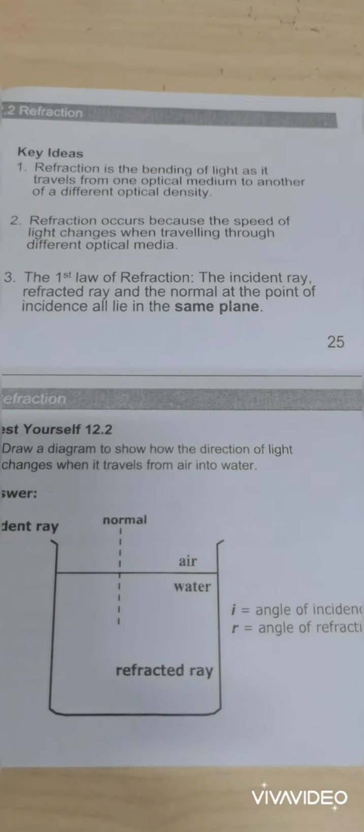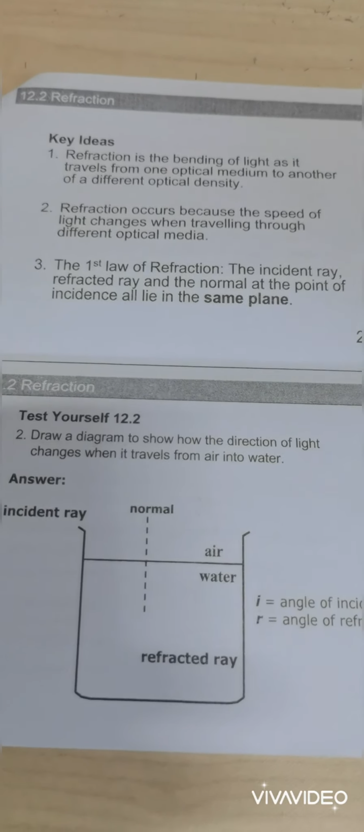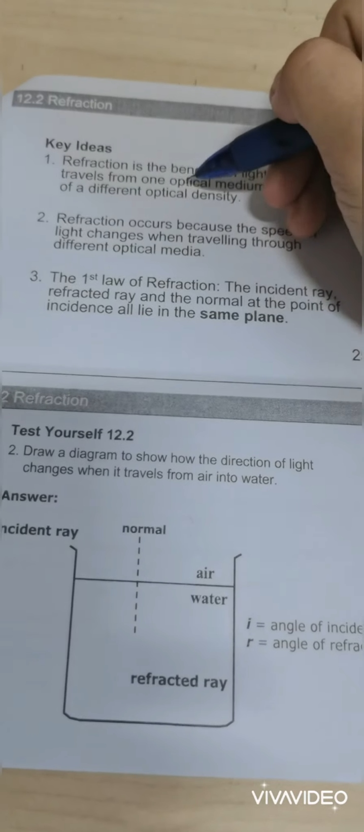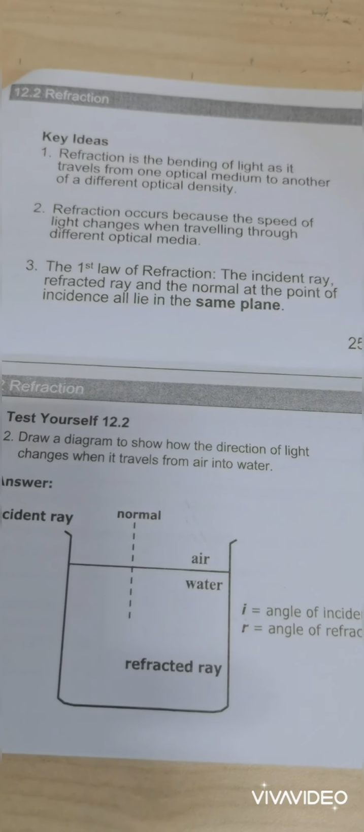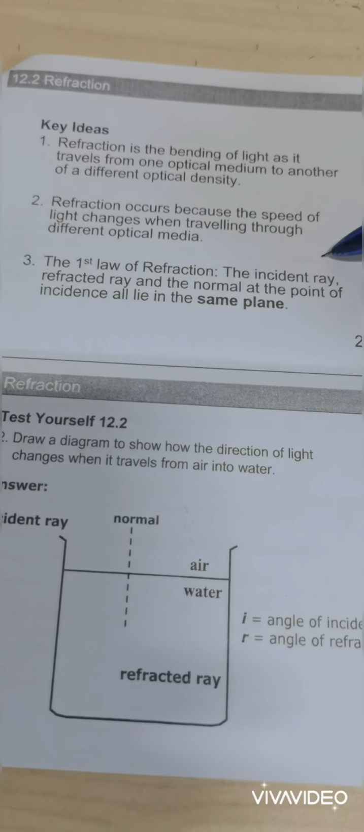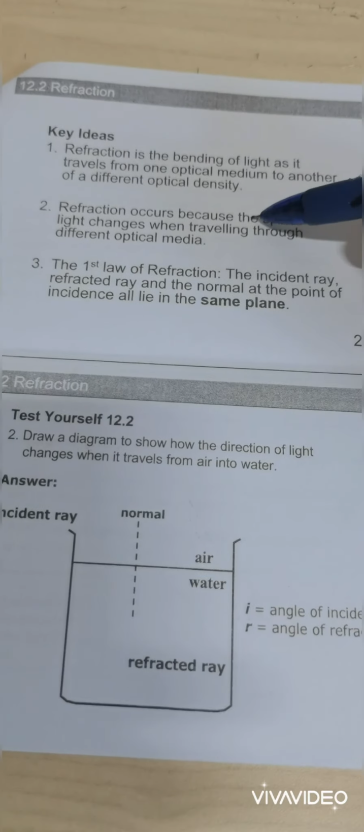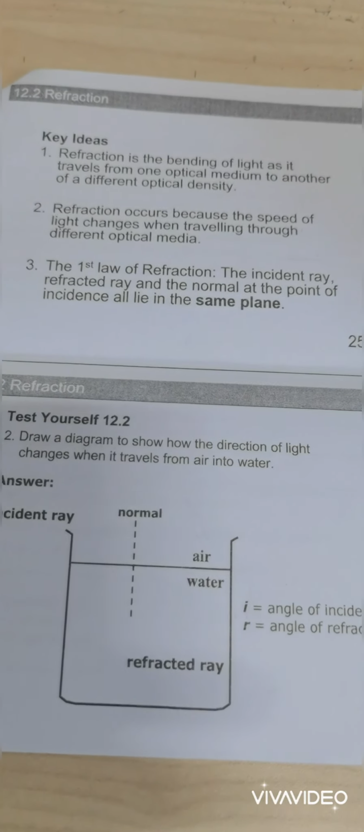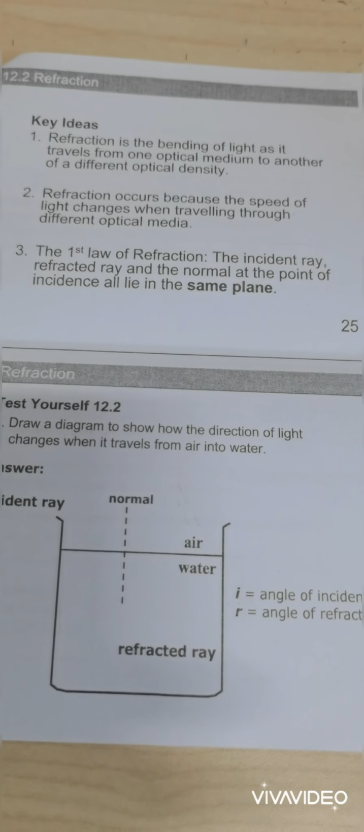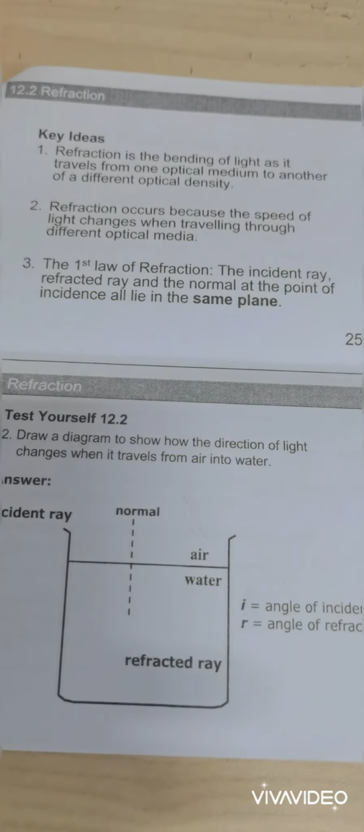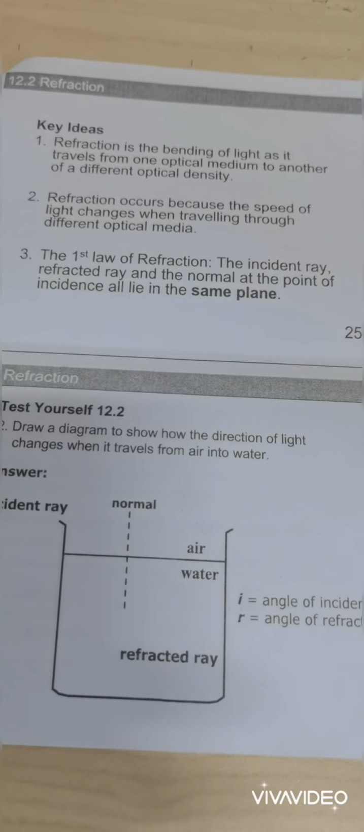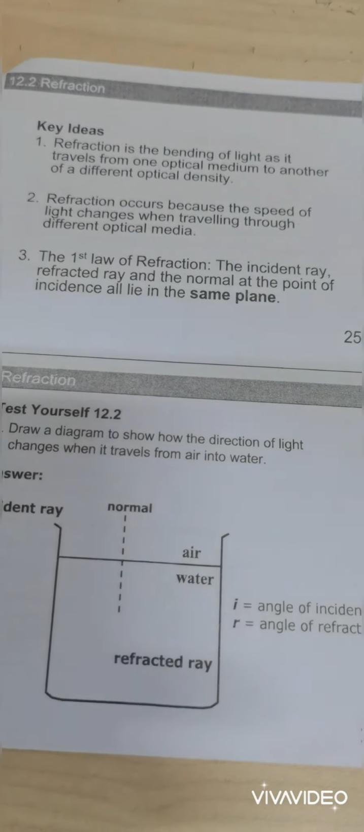Right, we've come to the last part of the chapter where we are going to look at the key ideas that have been covered so far. Number one, refraction is the bending of light as it travels from one optical medium to another of a different optical density. 2, refraction occurs because the speed of light changes when traveling through different optical media. And number 3, the first law of refraction states that the incident ray, refracted ray, and the normal at the point of incidence all lie in the same plane. So we are not learning the second law of refraction at the moment yet.